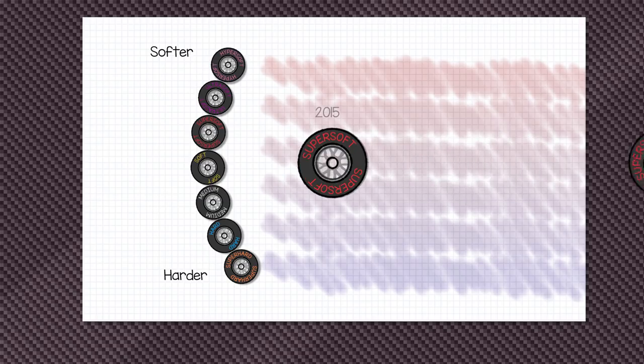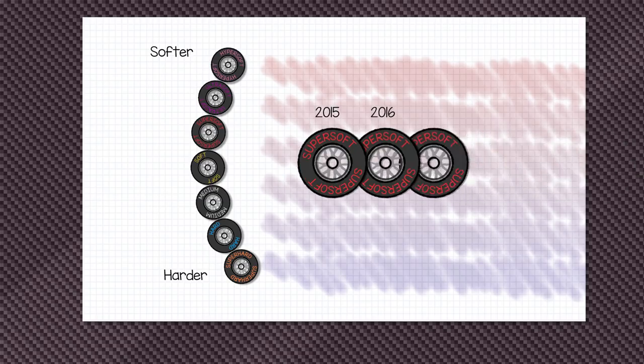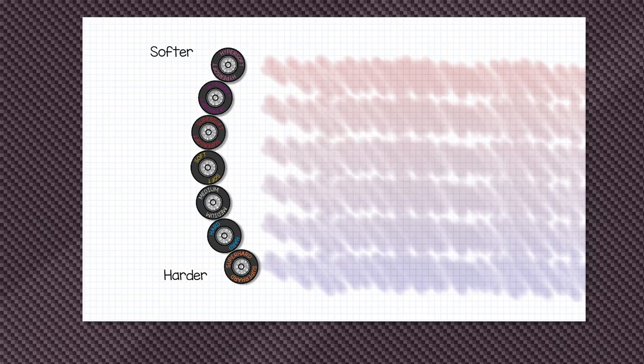One thing worth noting here is that a 2015 Supersoft tyre is not the same as a 2016 Supersoft tyre, and this is not the same as a 2017 Supersoft tyre, etc. Between the years, Pirelli make adjustments to the compounds, or sometimes completely relabel them depending on what they've learned and on what feedback they're given about what direction tyres should go in.